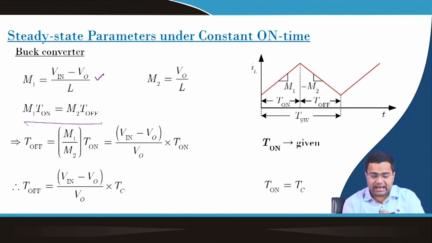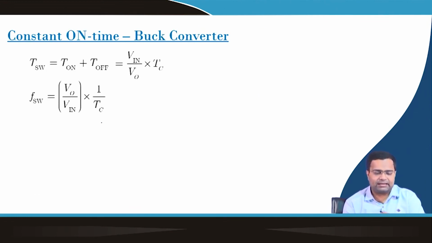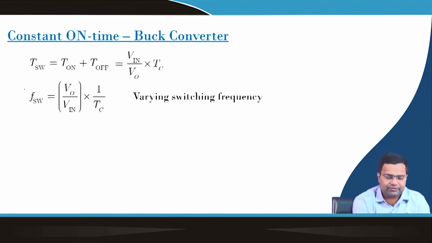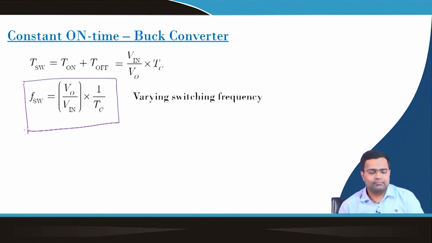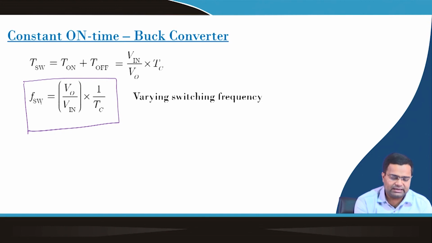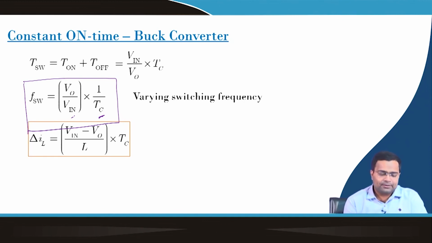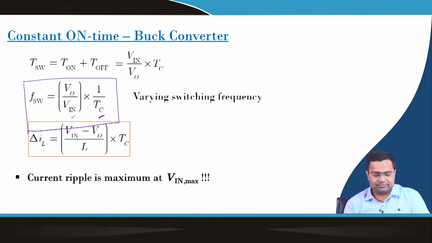So, if we want to derive the inductor current ripple, the switching frequency can be derived from the voltage gain, and it can be shown that under constant on time control the switching frequency is a function of voltage gain times 1 by T on. So, if the on time is kept constant, for varying input voltage the switching frequency varies. If we take the ripple current expression, it shows that it is constant if we keep the on time constant.